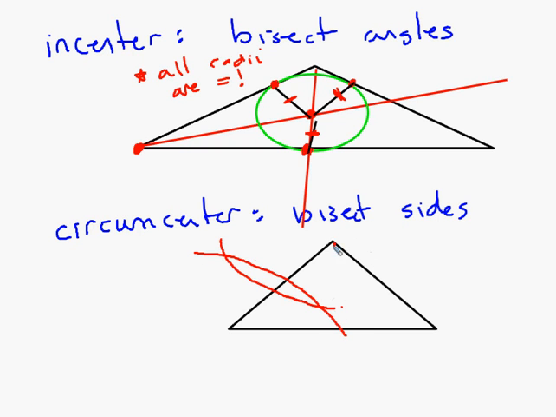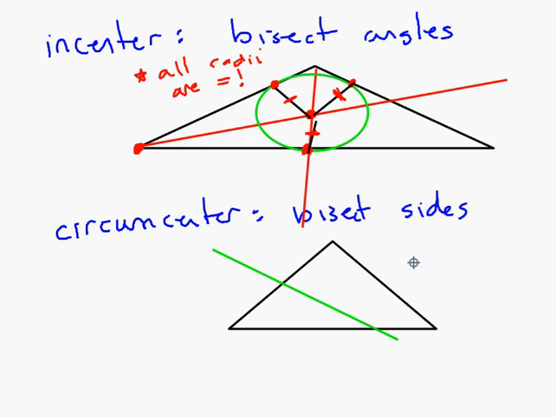Right? And then I do the same thing over here. I pull out more than halfway, and I make my arc. All right? And then I connect those points. So when I connect those points, I should get a perpendicular bisector.